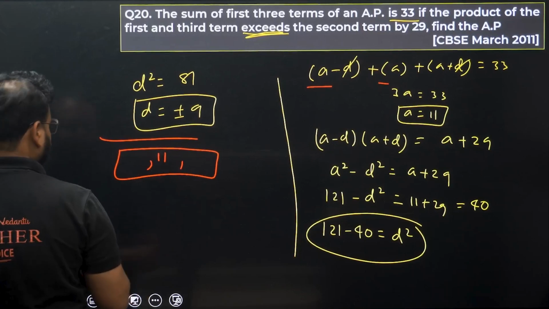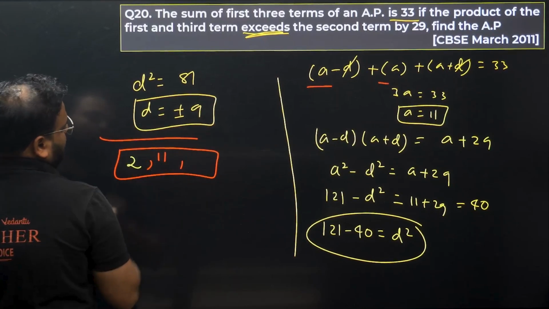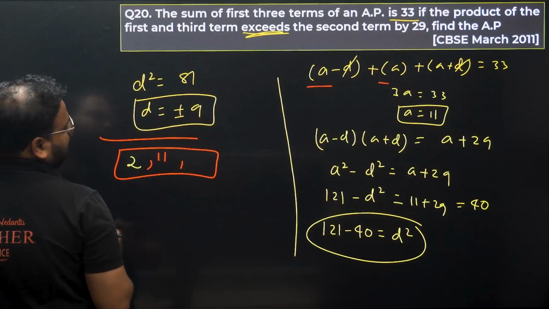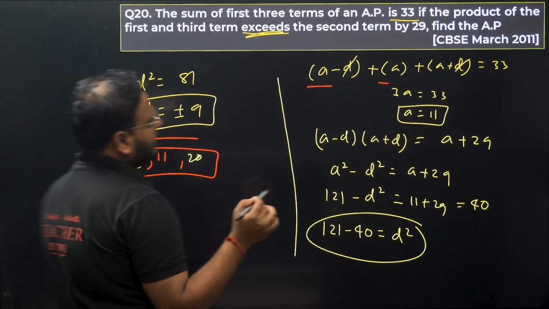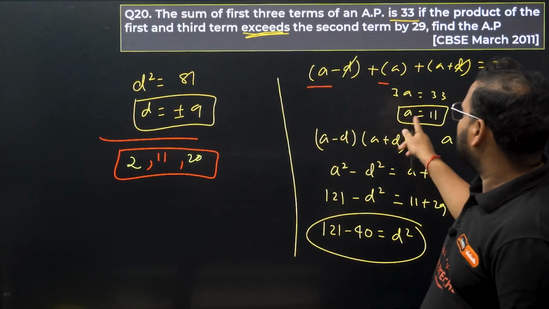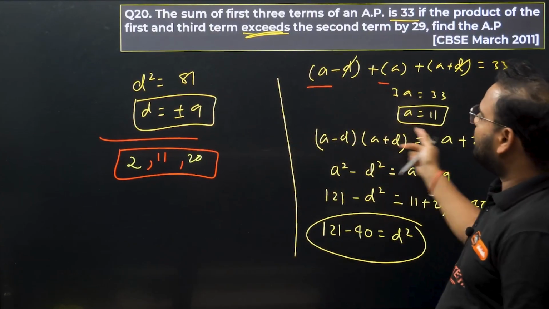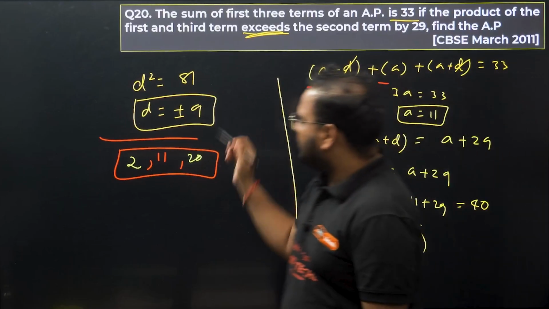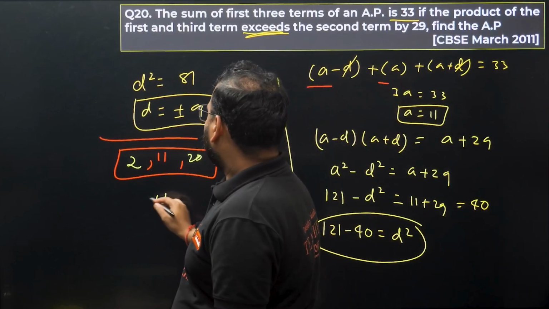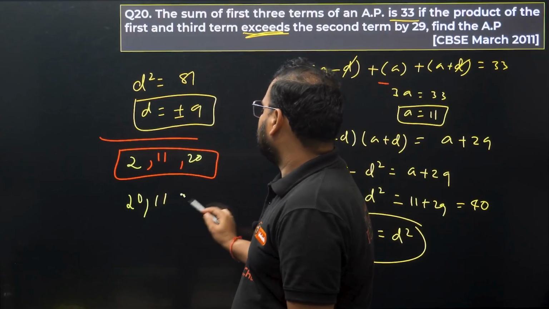What am I doing? Common difference is 9, okay. So it will become 11 minus 9, which is 2. And we have 11 plus 9 also, so 20. So 2, 11 and 20, I guess. I hope this is right. Please check. If you subtract 11 minus 9, it becomes 2. 11 plus 9 will become 20. If you use the other one, we'll have 11 minus of minus 9, which will become 20, and this will be 2.